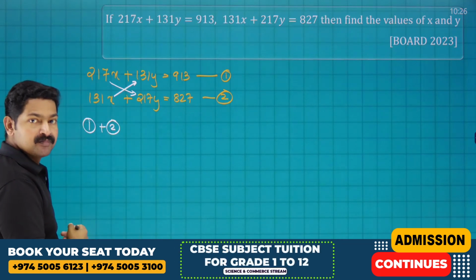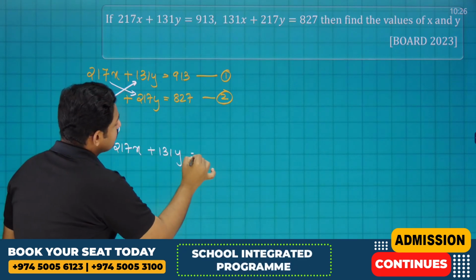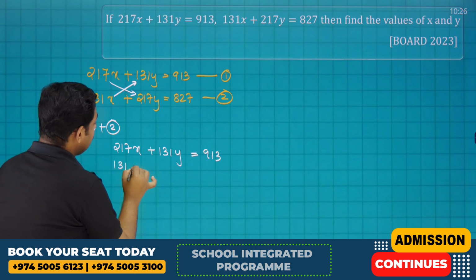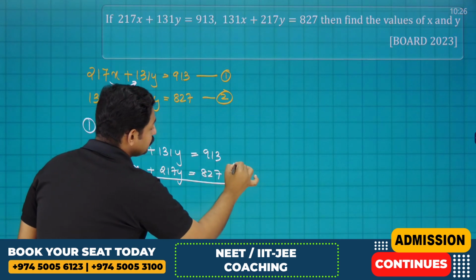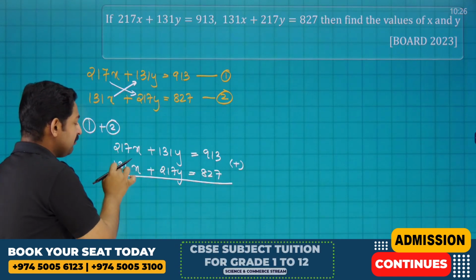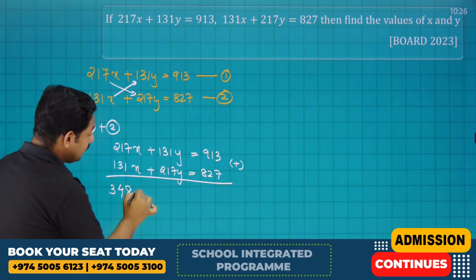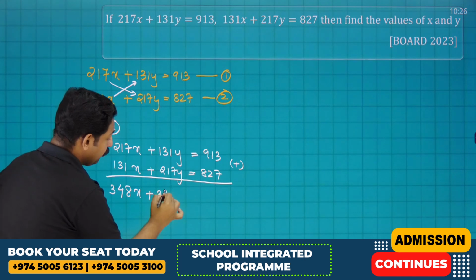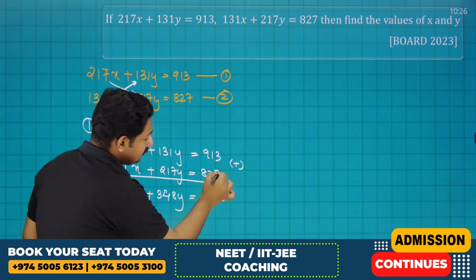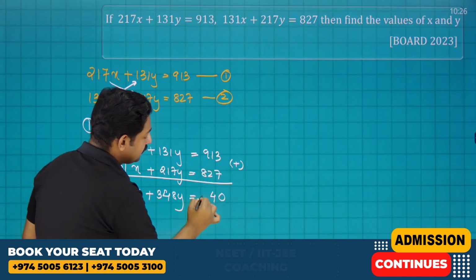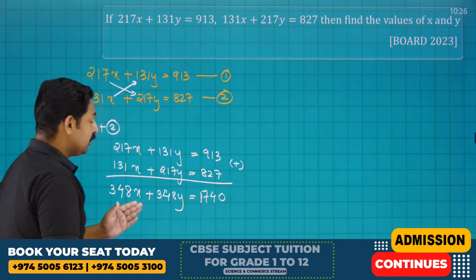When we add these two, 217x plus 131y is equal to 913, and 131x plus 217y is equal to 827. When we add 217 and 131, you will get 348x, and here also the same sum, 348y, is equal to, when we add, 0, then 2 plus 1, 3 plus 1, 4, and 1740. Okay, you got it like this.